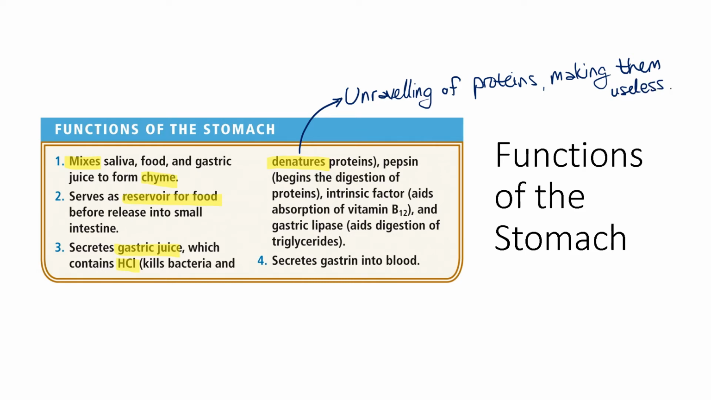Because proteins twist and turn and make a globular mass, but it's a very specific globular mass, and it gets its function from the specific orientation of the amino acids. So when you pull apart that globular mass, it completely loses all of its function. So that's what denaturing is.